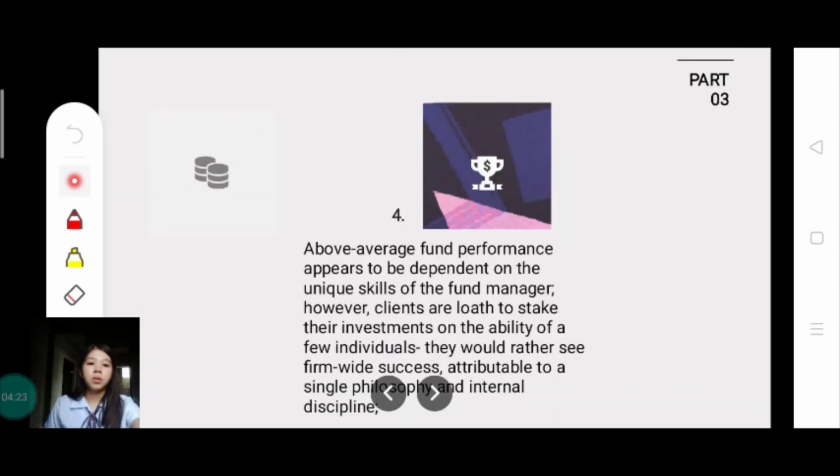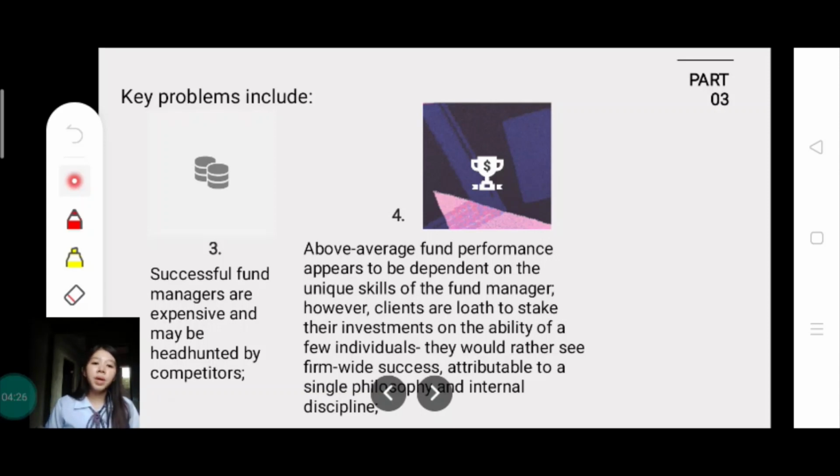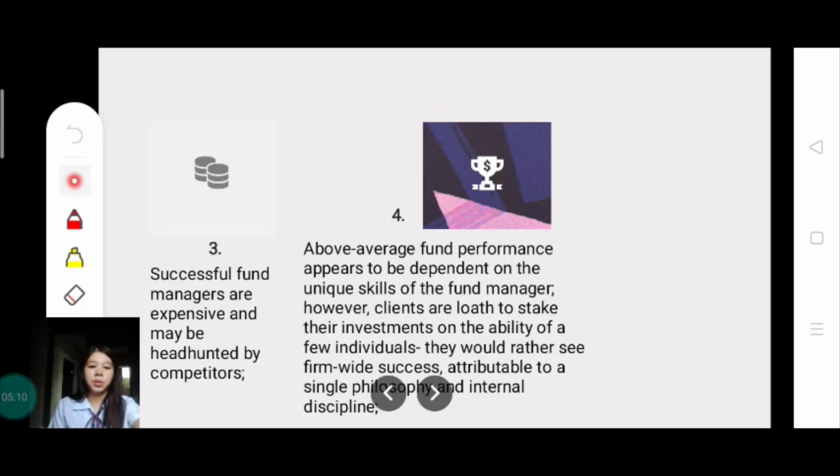As an investor, we seek to ask questions what happened to our investment, especially if the performance is difficult to sustain. Next. Number 3. Successful fund managers are expensive and may be headhunted by competitors. Of course, if investment managers are very successful in doing such things, they have expensive fees. Number 4. Above average fund performance appears to be dependent on the unique skills of fund managers. However, clients are loath to stake their investments on the ability of a few individuals. They would rather see a firm-wide success attributable to a single philosophy and internal discipline.